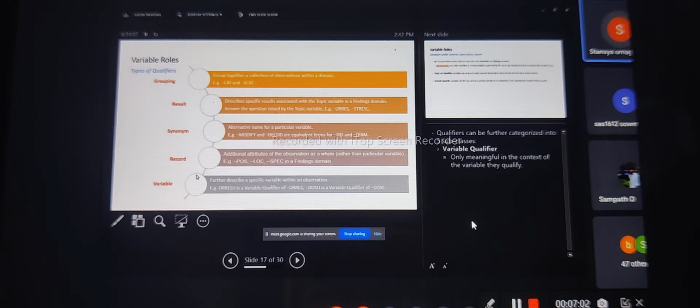Okay, so again, these are types of qualifiers. You might have heard that these qualifier variables are again reclassified into five more groups: the grouping variable, result, synonym, record, and variable qualifiers. Grouping means we can group certain records by category, subcategory, these things. Results are directly based on the result; when we talk about lab or ECG, any findings domains will have results. For synonym, if you remember, for some particular topic we will have the decode and modified treatment and terms. These things come under synonym variables.